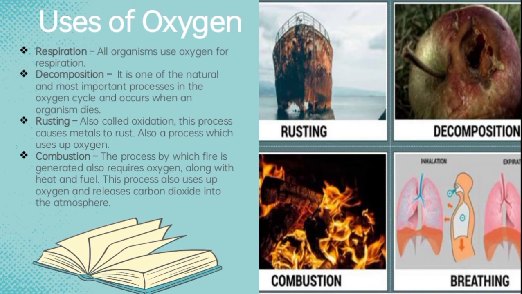There are four main processes that use atmospheric oxygen, and these are: first, respiration. All organisms use oxygen for respiration. Examples of these are animals and some bacteria, protists, and other organisms that carry out cellular respiration. They use oxygen in order to create ATP, and they release carbon dioxide.